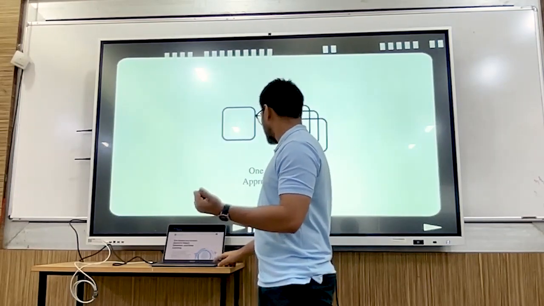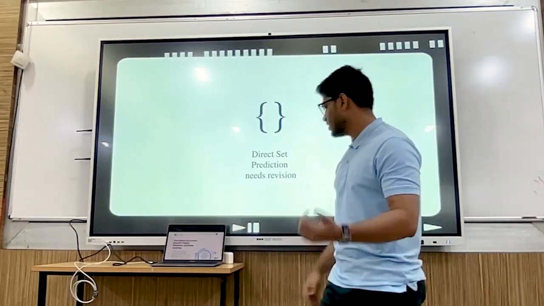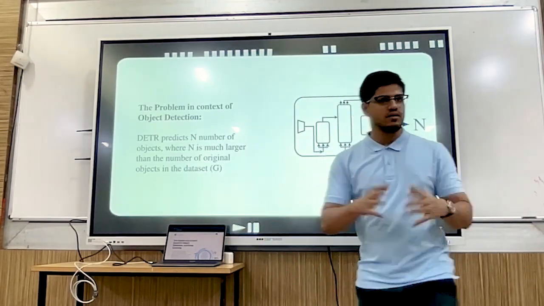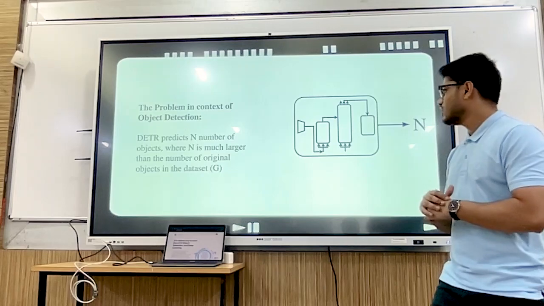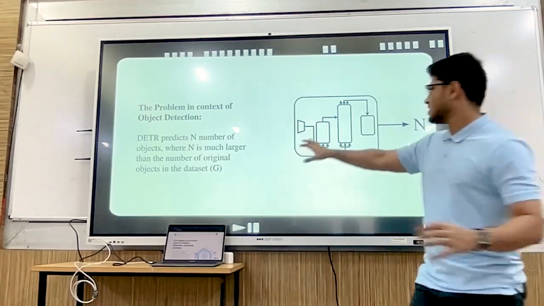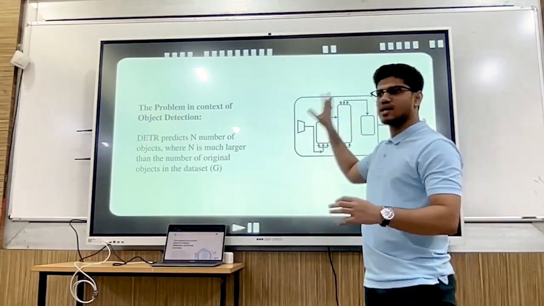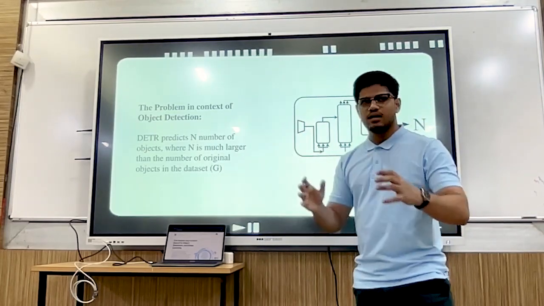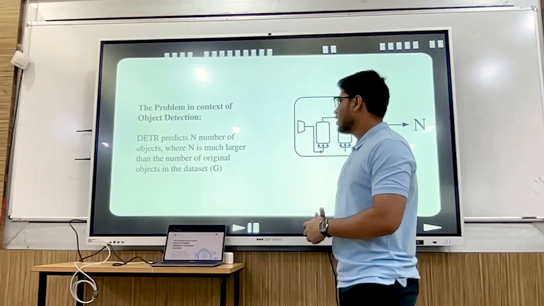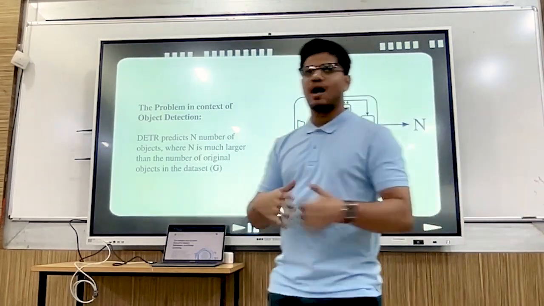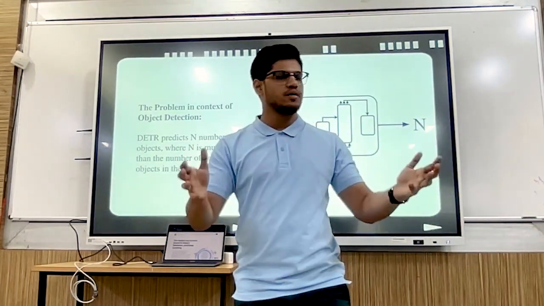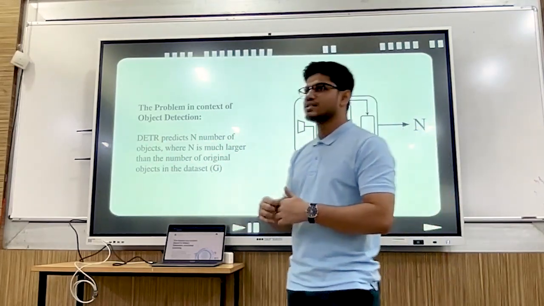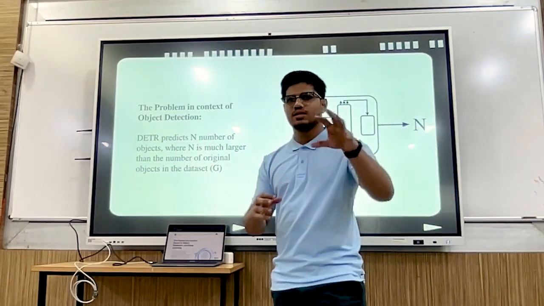So the one versus rest approach fails, and direct set prediction means revision. In the context of DETR, treat this icon as an icon only. DETR, or a black box model, predicts n number of objects. At the end of the machine learning pipeline, you will get n number of objects, where n is far greater than the number of labels in the image.